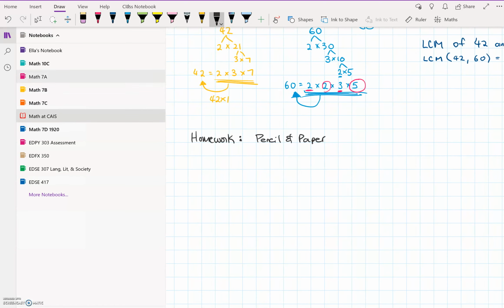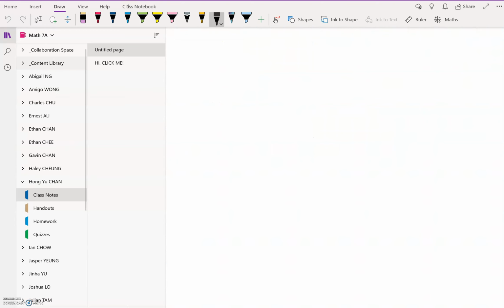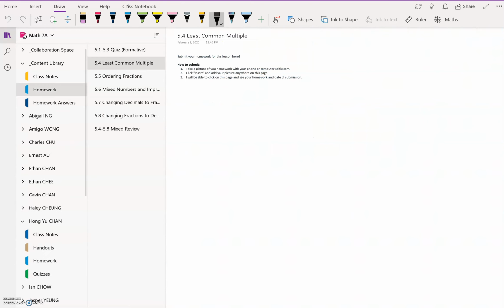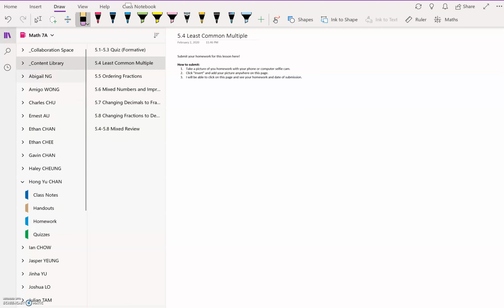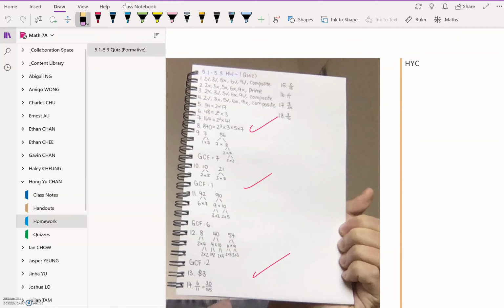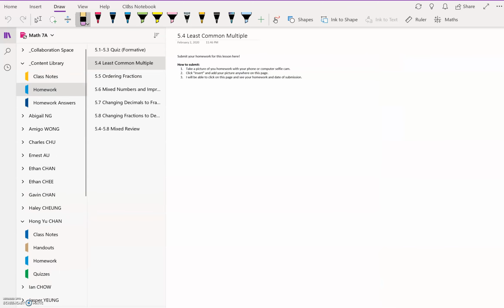So if I go back to, I'm going to use 7A as an example again. What I'll do here under homework, least common multiple, is list for you what exactly the homework questions are. And what you have to do is click on your own name. So let's say we click on Hangyu again. If you are Hangyu, you click on your own name. You click on homework, you will see another section being pushed out to you on the bottom, and that section is going to be named 5.4 least common multiple, and that's where you upload a picture of your homework, okay?